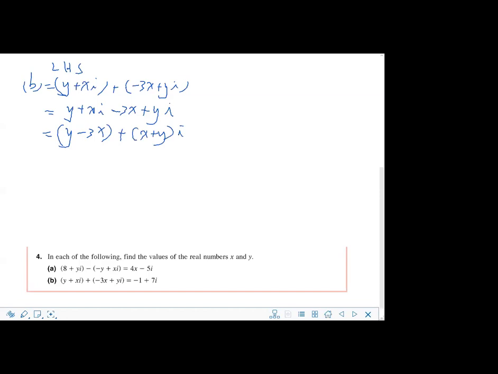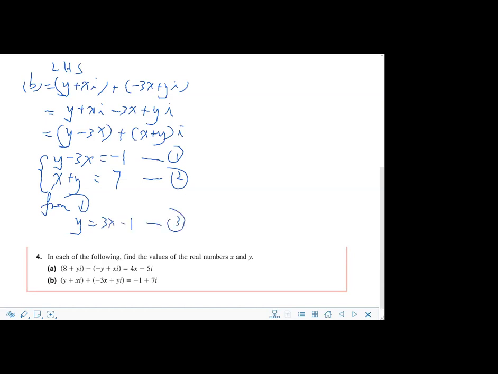Okay? And we take the real part out to label this to be equation 1. Sorry, it should be -1. And then we take the imaginary part, which is x plus y, and then the right hand side is 7. And then call this equation 2. Okay? And again, we start from equation 1. I want to change the y to be the subject, 3x minus 1. Okay? And call this equation 3.